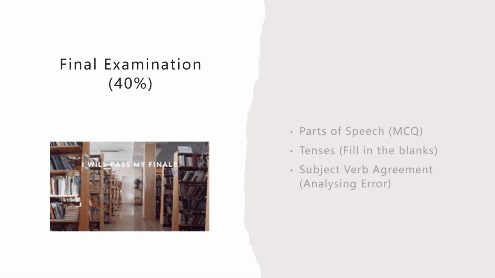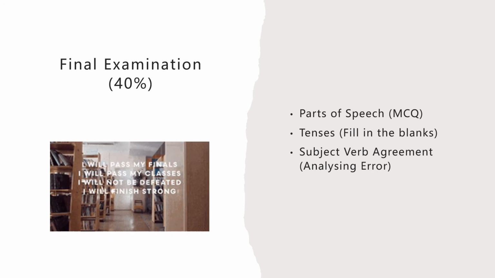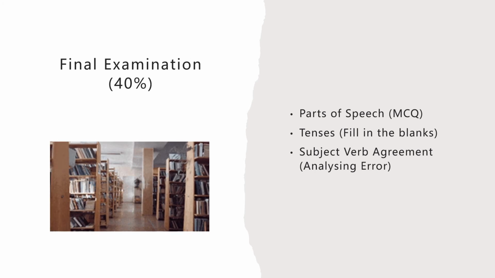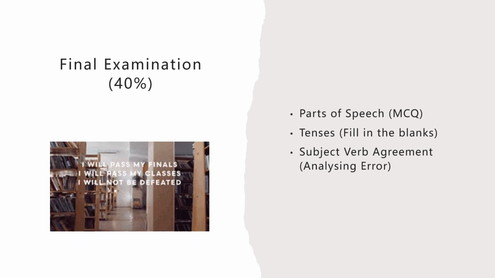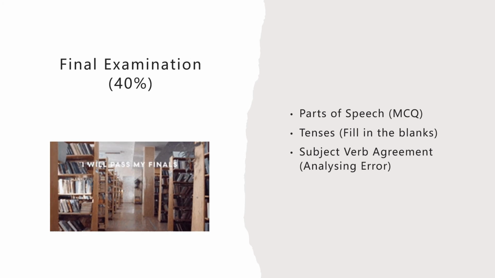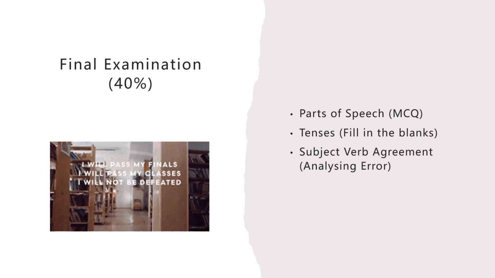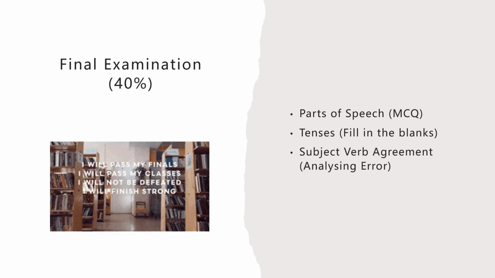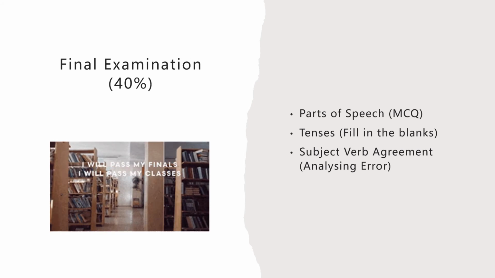And for the final examination, we have three sections. Part of speech will be asked in an MCQ, multiple choice questions, or ABC. We have tenses, where you fill in the blanks. They will give you a root verb, and you have to decide what tense to use. And then you have error analysis on subject verb agreement. You have to identify the errors, and then rewrite the correct sentence using correct subject verb agreement.